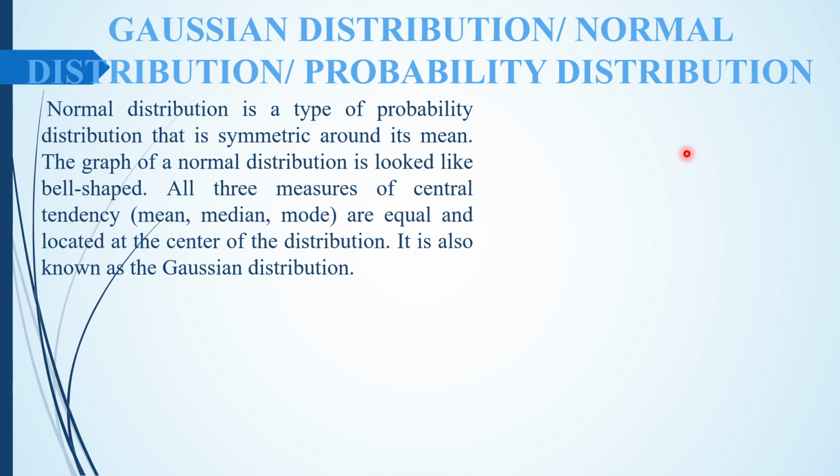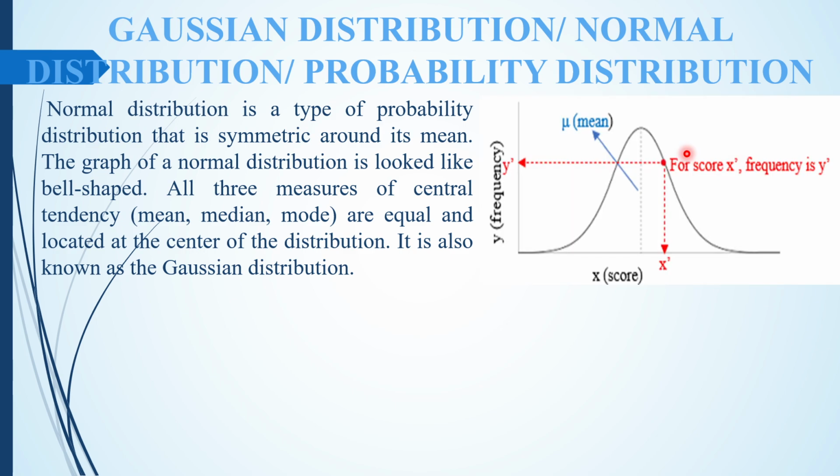Normal distribution is a type of probability distribution that is symmetric around its mean. So this is the mean, and the graph is normally distributed. The graph of a normal distribution looks like a bell-shaped curve. All three measures of central tendency, that is mean, median, and mode, are equal and located at the center of the distribution.